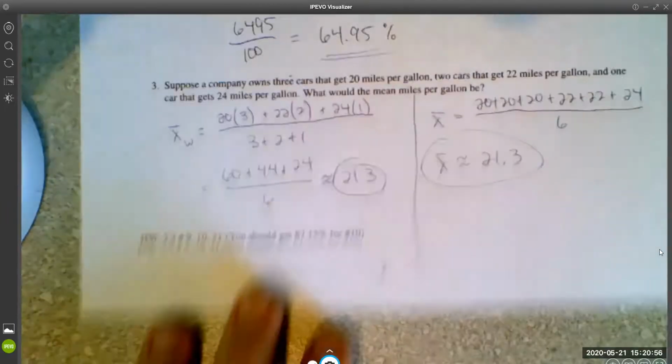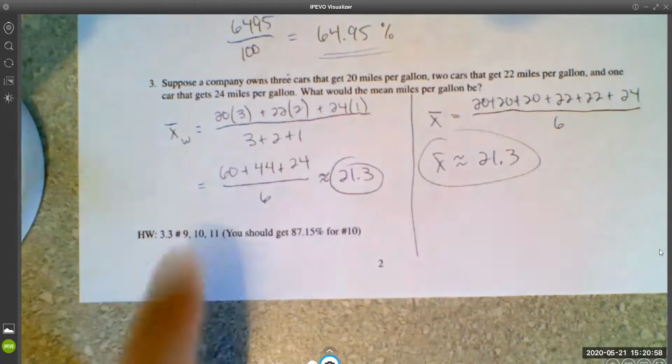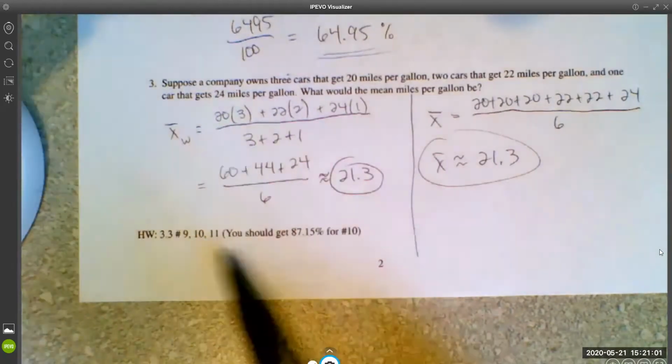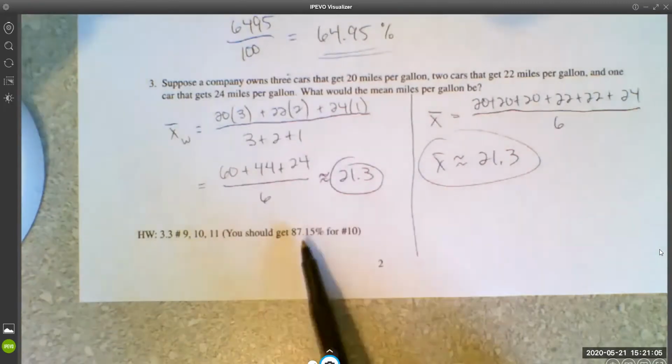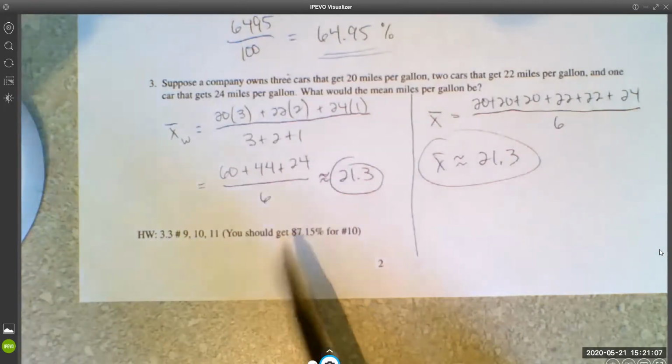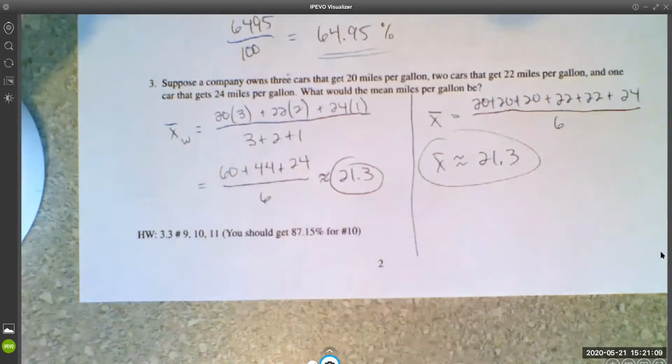But that's that. Just three homework problems for this section. I am assigning you an even problem from this section. So I'm giving you the answer here so that you can check your work, okay? You should get 87.15% on number 10.